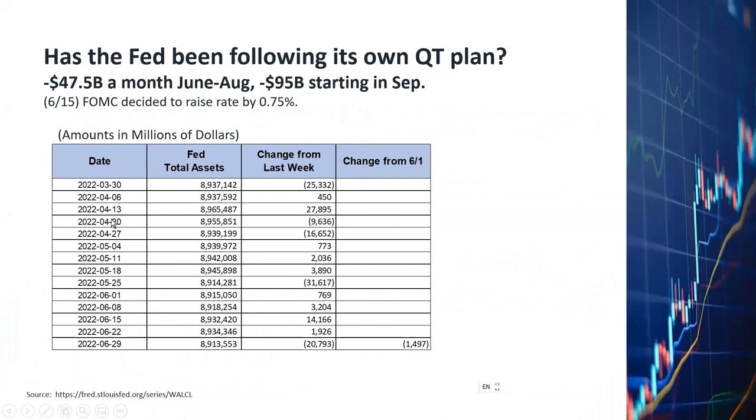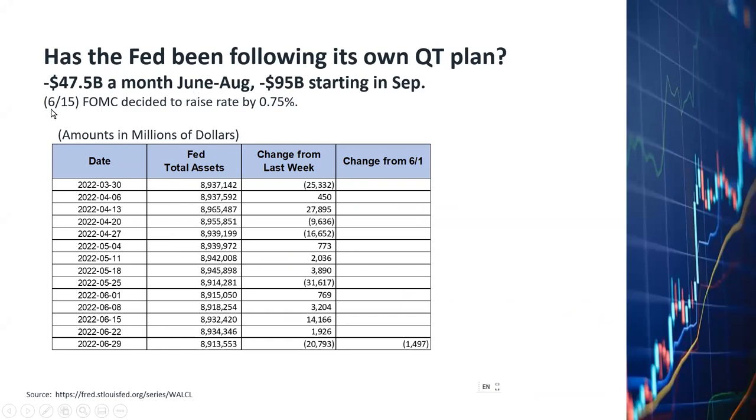This is a table showing the weekly Fed total asset levels in the last 2-3 months. The numbers are published by the St. Louis Fed on a weekly basis. As we mentioned a minute ago, the Fed's plan is to reduce total assets by $47.5 billion a month for the months of June, July, and August.